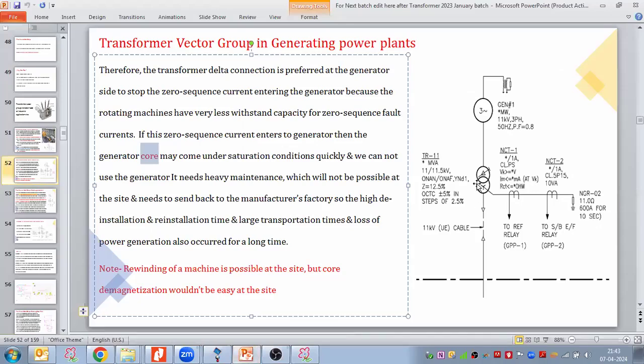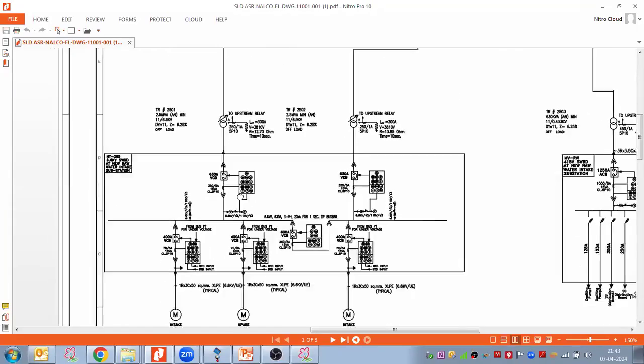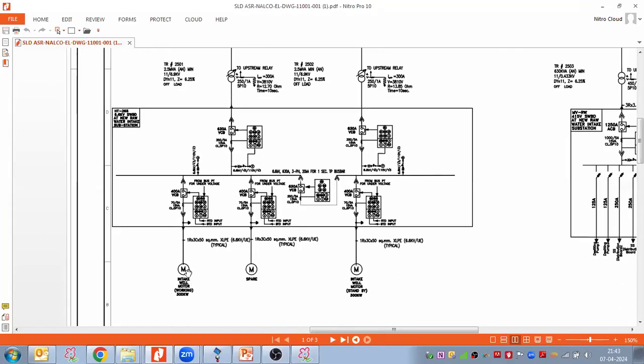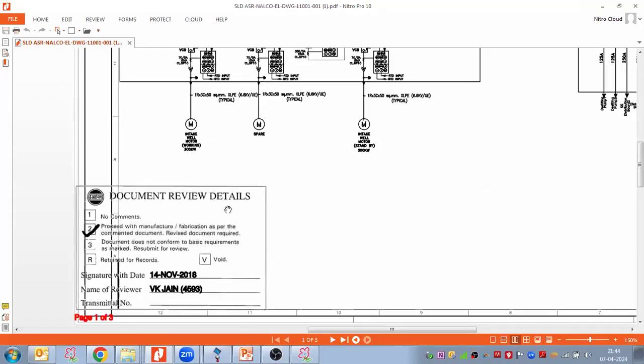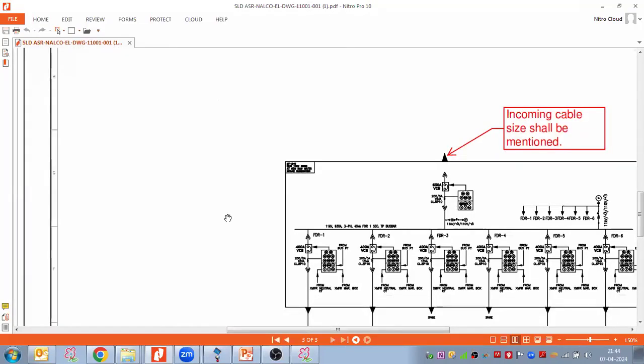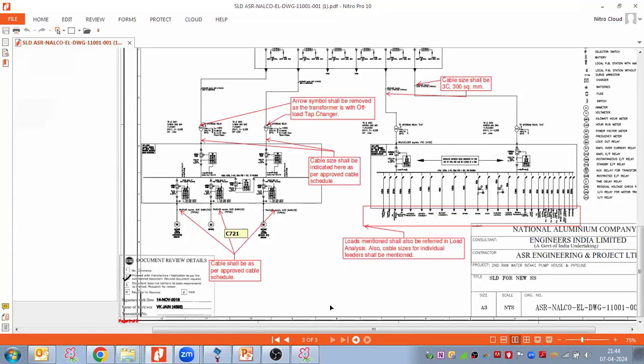Am I clear with the generator, transformer, NGR? The same concept is carried out with another project here, transformer, but in case of generator, we have the motor, which is also a rotating equipment. This is some comment on this facility, means cable size need to be indicated.